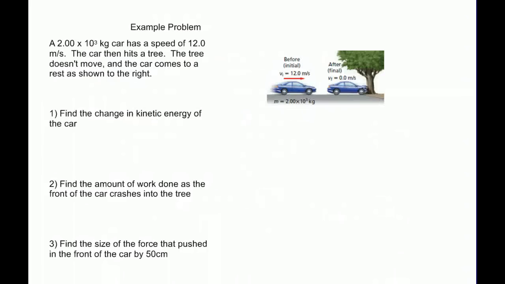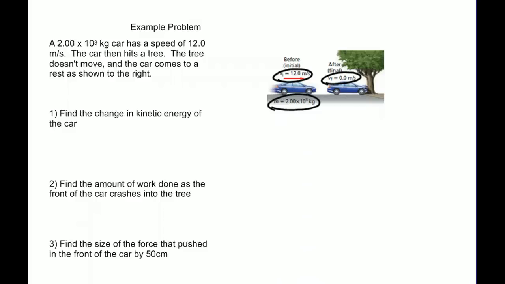So let's take a look. Here's a car that crashes into a tree. No one's hurt. Airbags are deployed. Everybody has insurance. Awesome. No bad things happen. And this car is initially moving at 12 meters per second. It hits the tree. It's now traveling at 0 meters per second. It has a mass of 2,000 kilograms. And I want to know all of these questions here. So go ahead and figure out questions 1 and 2 for now. So the change in kinetic energy and the amount of work done as the front of the car crashes into the tree. Go ahead, pause.